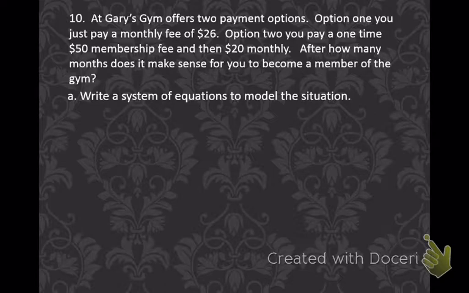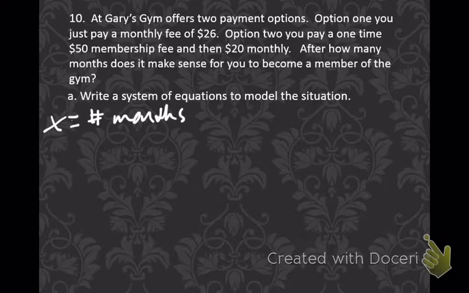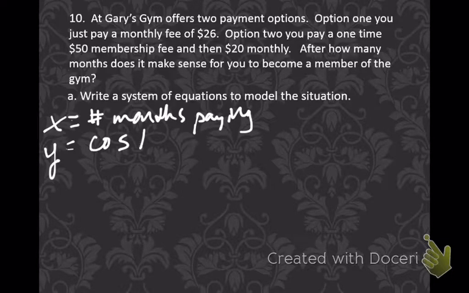Okay. Well, here's the thing. We don't know how many months we're talking about, so I'm going to let x be the number of months that you pay for your membership. Number of months paying. Okay? Then what we also don't know is how much going to the gym costs. So we actually do have two variables here.